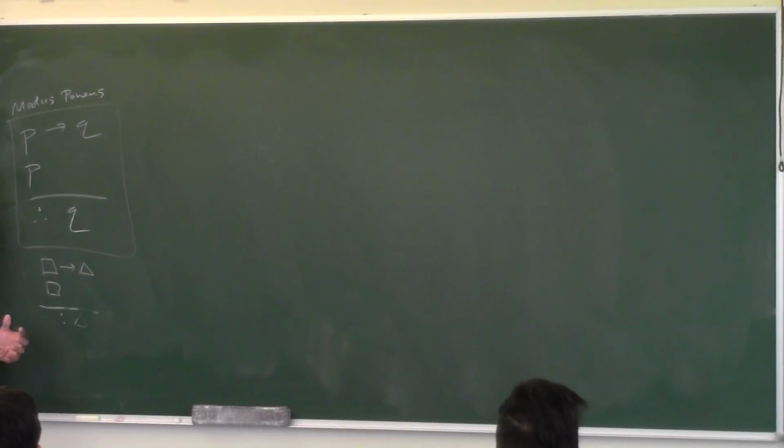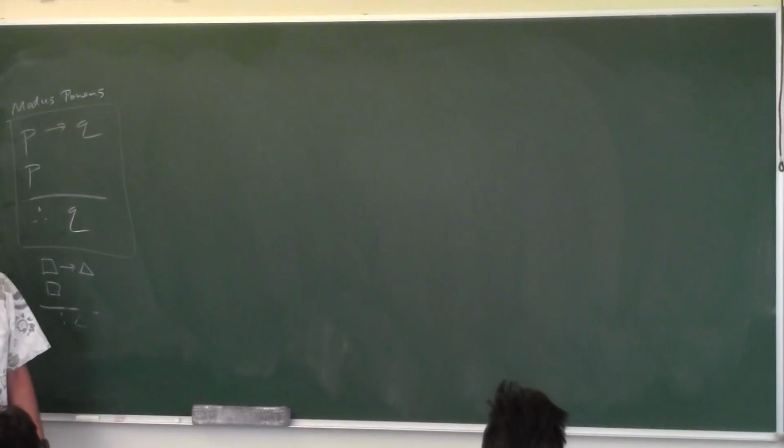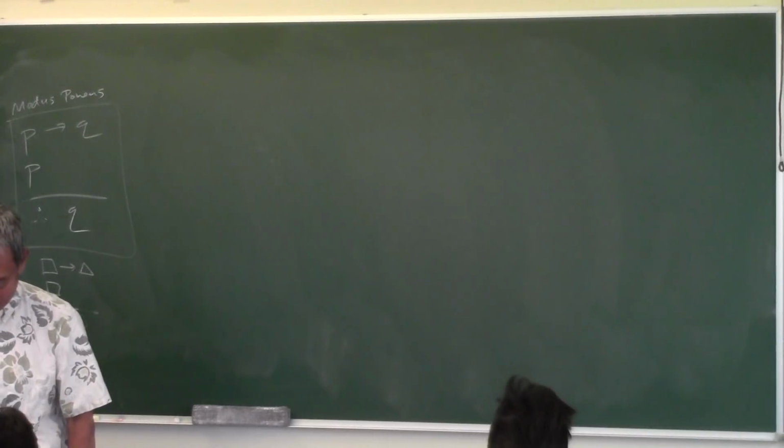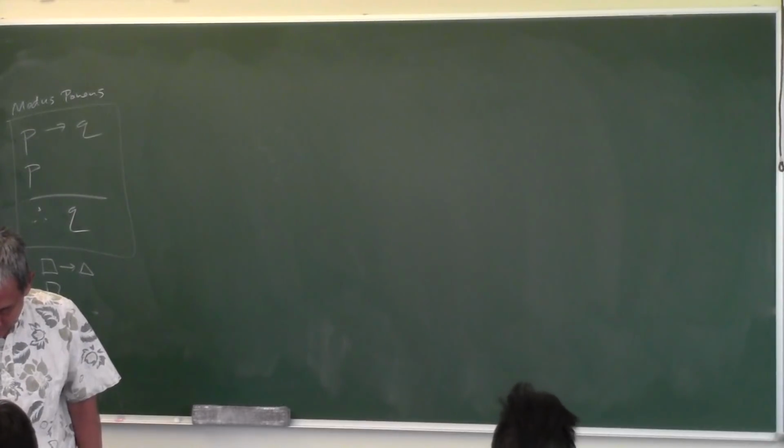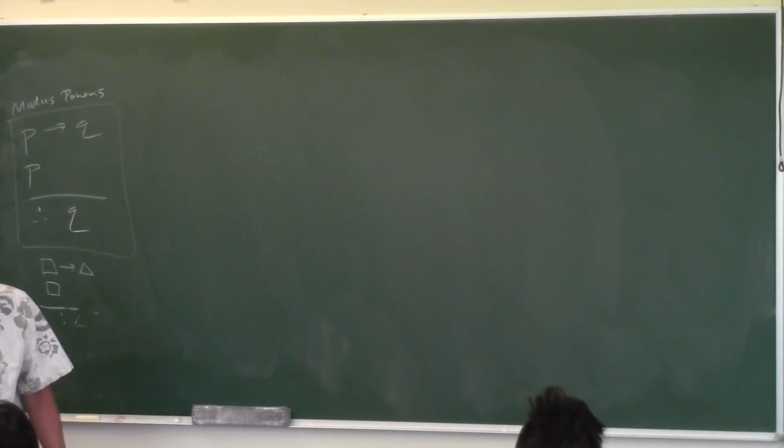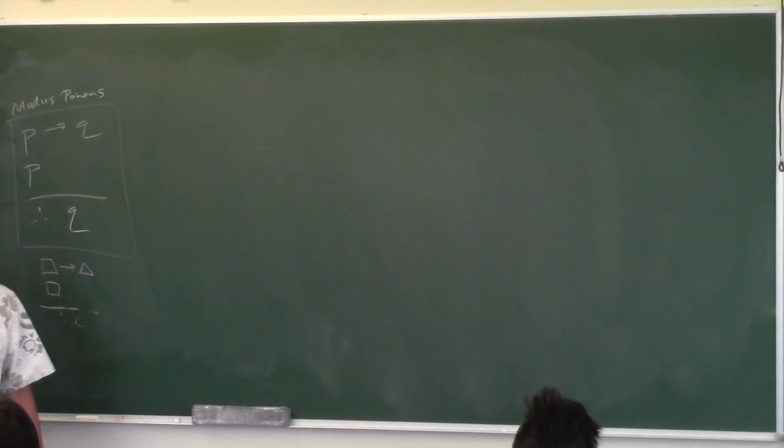Are you guys looking at your notes? What's the second way? Prove that this is a valid argument by showing that the conjunction of the premises implies the conclusion is a tautology. Look at the notes, look at B. Showing that the conjunction of the premises implies the conclusion is a tautology.